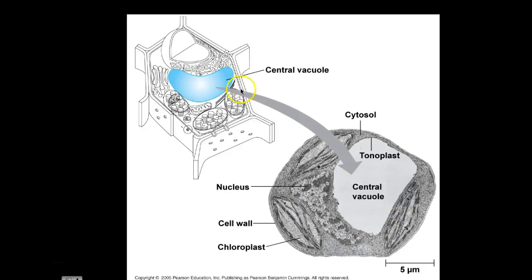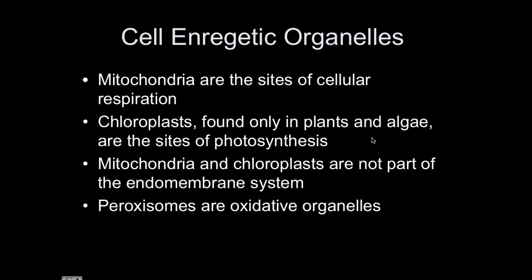So, some review: there is the central vacuole again. If you look at the electron micrograph of a plant cell, here you can see the central vacuole, and it is surrounded by a membrane called the tonoplast. So those are all structures that we have looked at.